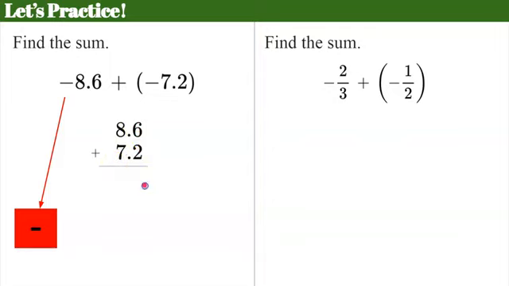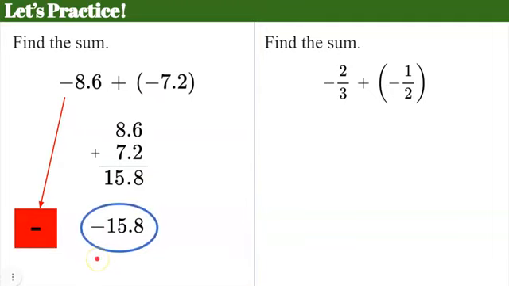6 plus 2 is 8. Bring down the decimal point. 8 plus 7 is 15. So now 15.8, but I made a special note, they were both negative, so my sum is negative 15.8.